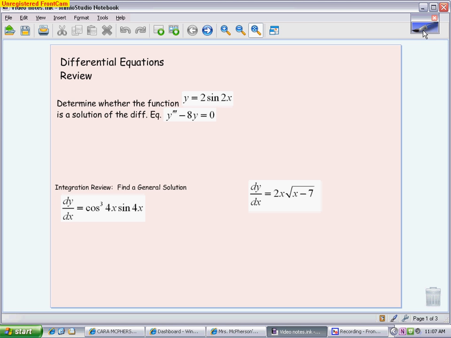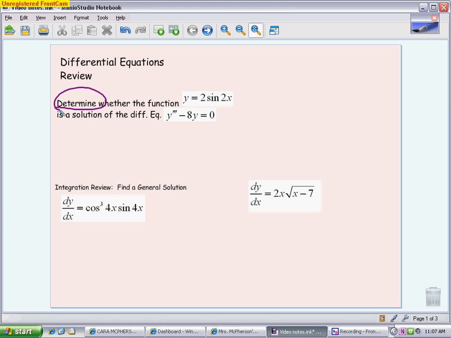The first question wants to determine if the function y equals 2 sine 2x is a solution to the differential equation. When you see the word determine, the first thing you should realize is it may work, it may not work. This is not a situation where it says verify and you know for sure it's going to be true. So this is a yes or no type question.